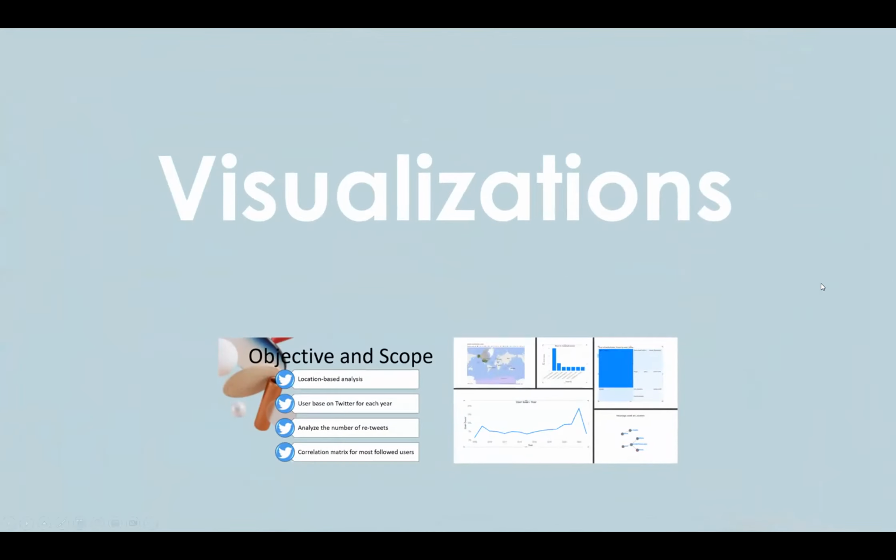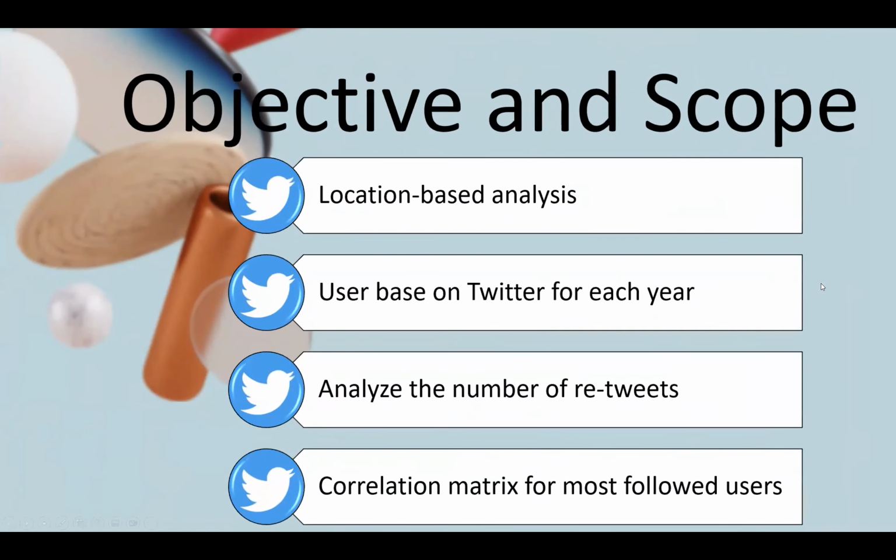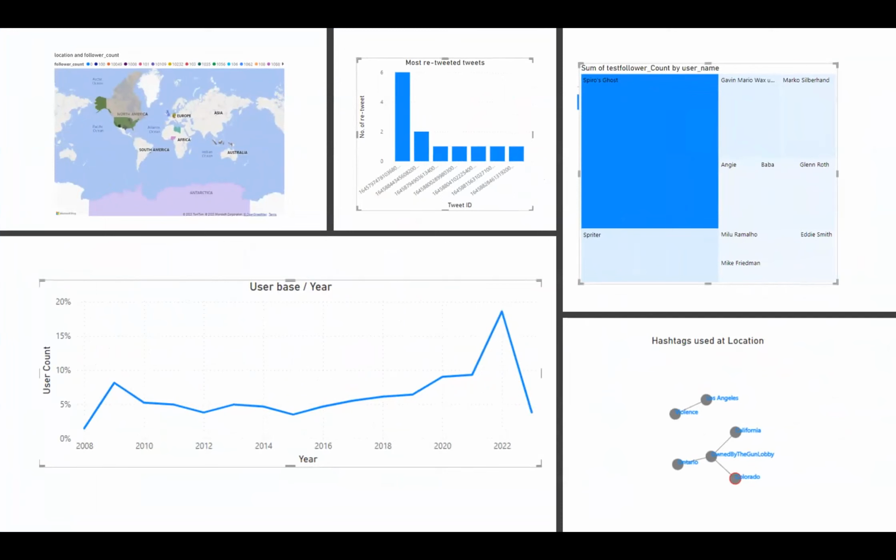So in visualizations, first I will cover the objective and scope of our project. Our main objectives are location-based analysis, user base on Twitter for each year, analyzing the number of retweets, and correlation metrics for the most followed user. We have defined these objectives by visualizing them. So here we can see most retweet count, user base per year, tweets from all over the world, most followed user, and hashtags used at locations.